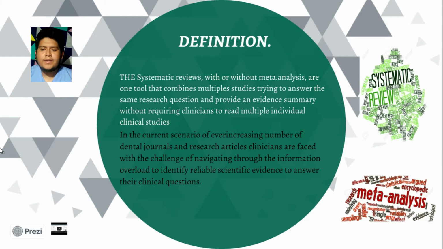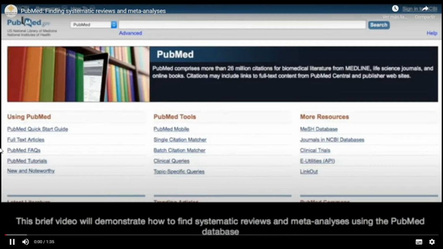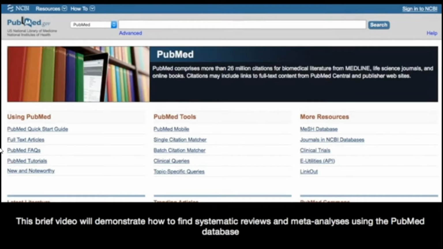In the current scenario of an ever-increasing number of dental journals and research articles, clinicians are faced with the challenge of navigating through the information overload to identify reliable scientific evidence to answer their clinical question. This brief video will demonstrate how to find systematic reviews and meta-analyses using the PubMed database.